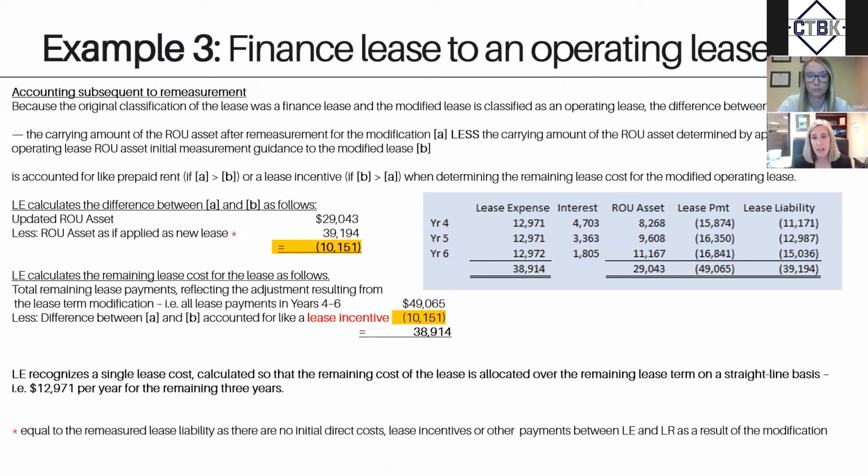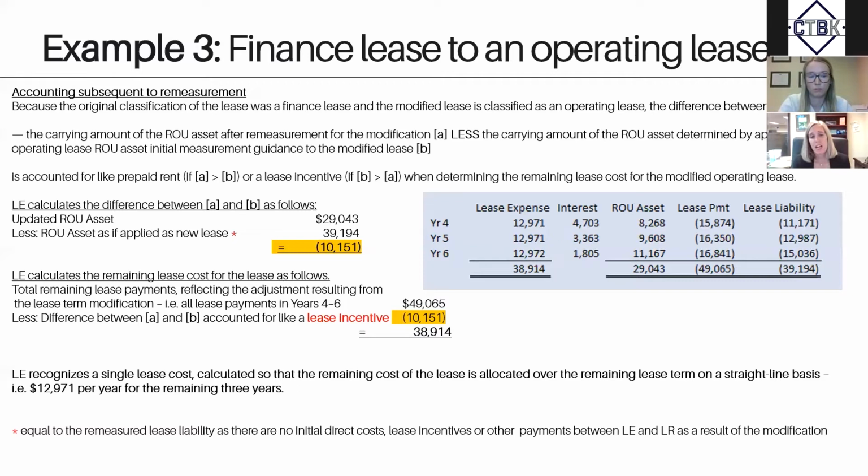Obviously, the interest is based on the lease liability multiplied by the discount rate used. That will tell me what my right of use asset amortization is. Remember, my updated right of use asset was $29,043. So you can see over the 3 years how I amortize that off. You can see my lease payments, which were that initial $14,000 with the 3% increase each year. And then my lease liability, which was $39,194. You can see how I'm amortizing that lease liability down. Again, in that blue box, I tried to give you all of the accounting for the first 3 years, so you can see how each of the pieces relate and how they amortize off.